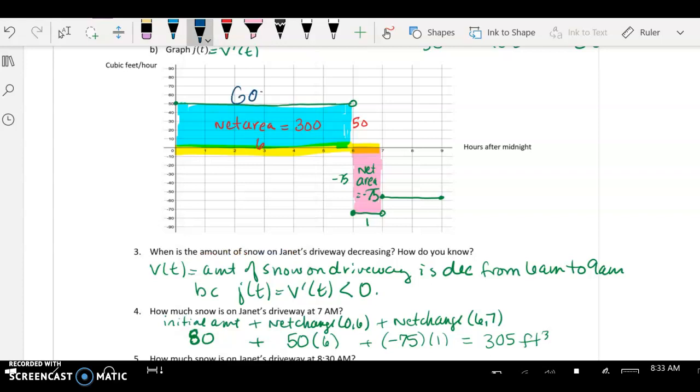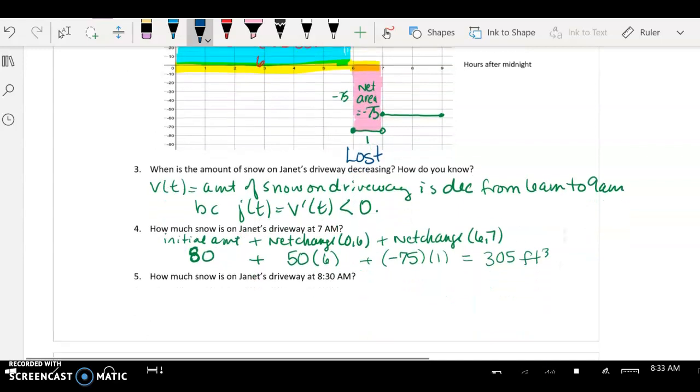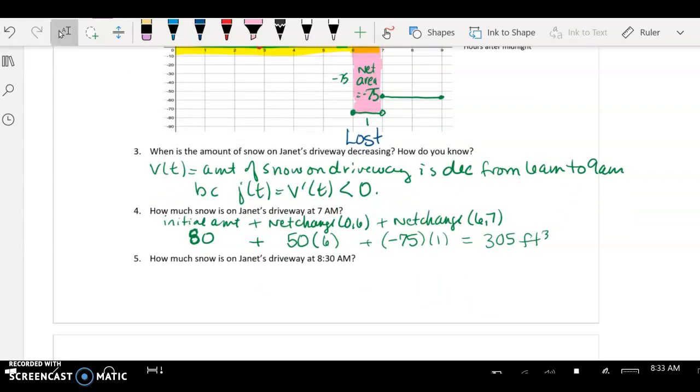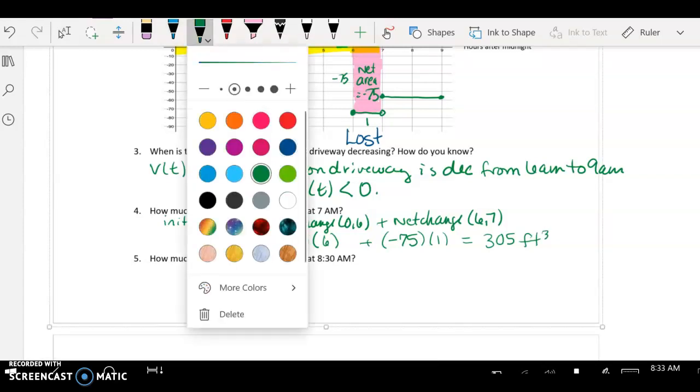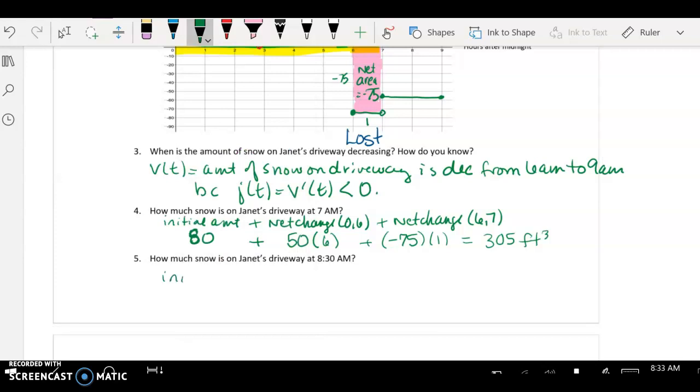So I gained for this section, and then I lost for that section because the rate was negative. All right, so now let's take a look at how much snow was on our driveway at 8:30 a.m. Well, we still have the initial amount, which was 80. We still have our net change from 0 to 6, which was 50 times 6.